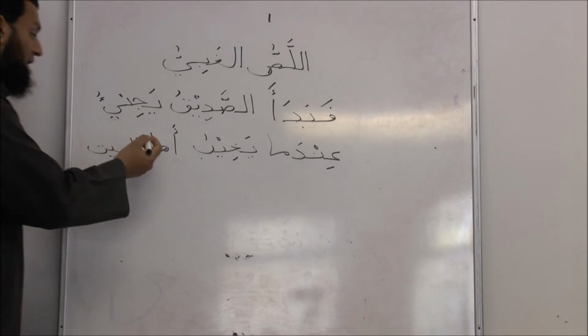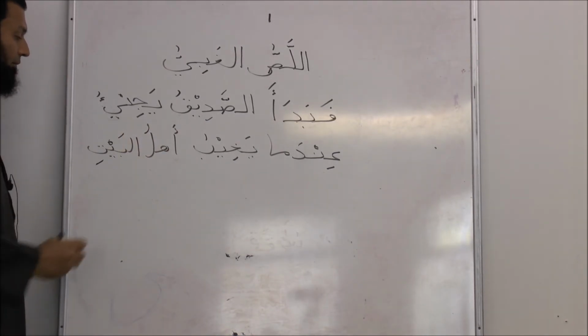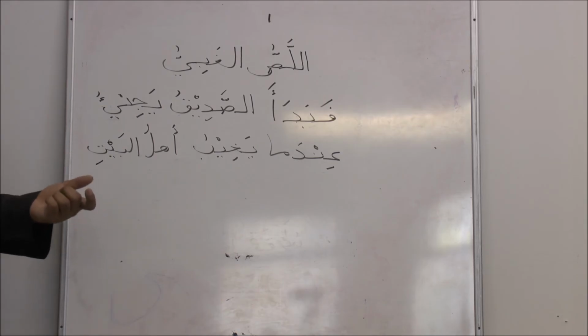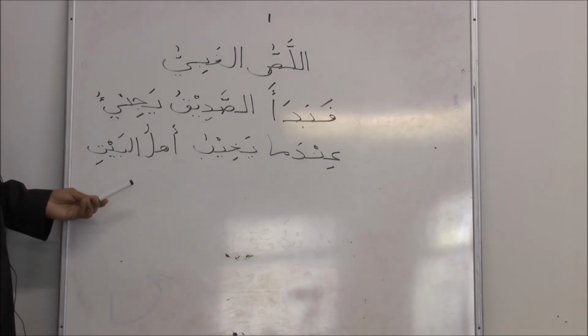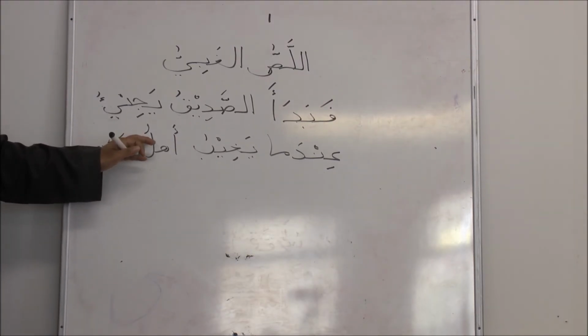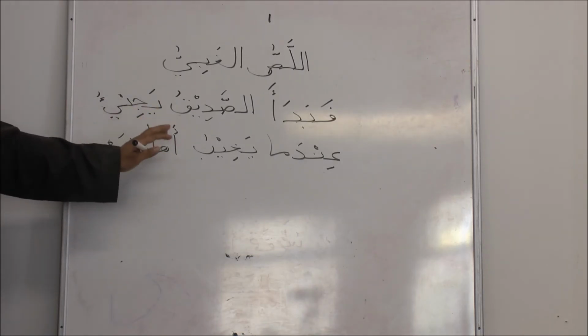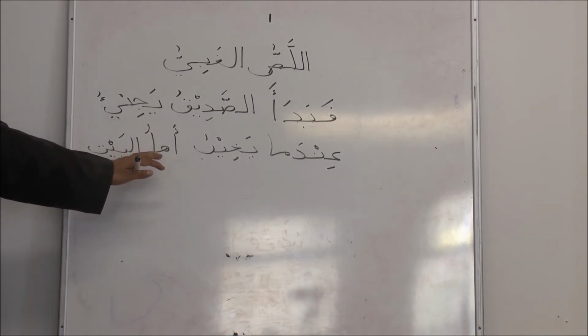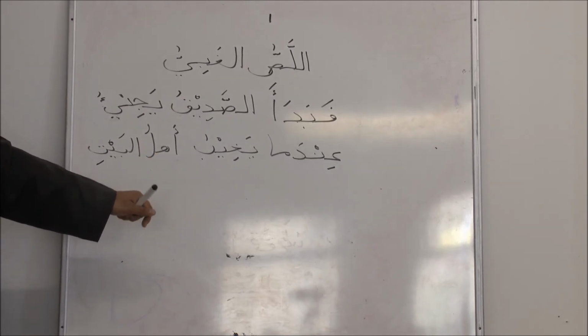Ahlul Bayt. The owner of the house, or the people of the house. Ahlul Bayti. Why is it Ahlul Bayti? Because it's an idafa. Yeah. And the first noun in an idafa will be the doer. Ahlu is the doer. Therefore, it's going to be marfu'un.